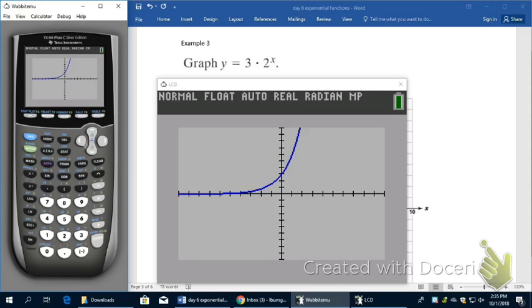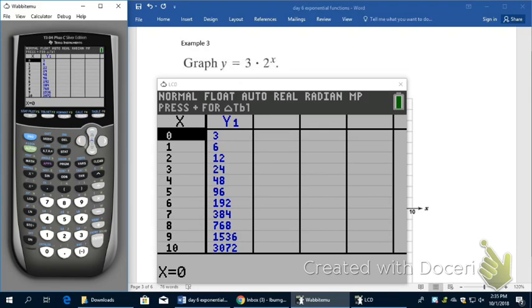Next thing I'm going to do though is talk about what particular points you could use to get your graph, and you can get that by hitting second, which is right here, table. And once you're there, you can actually see different points. You can arrow up and down to actually write those down. Now, how are these points made?